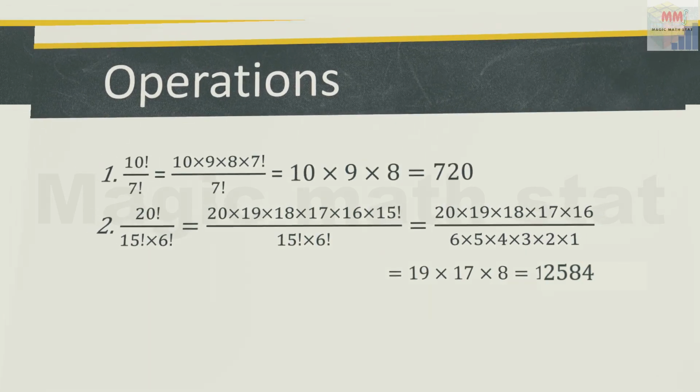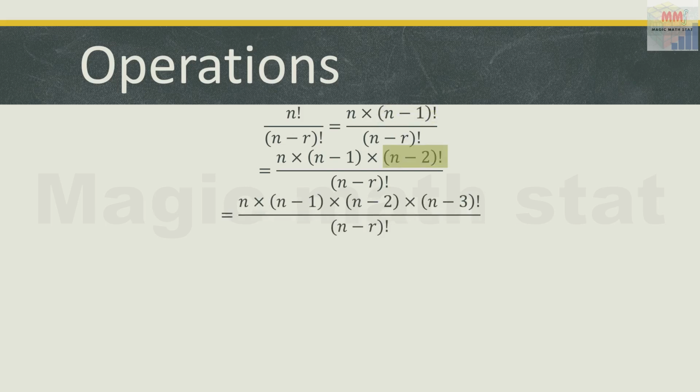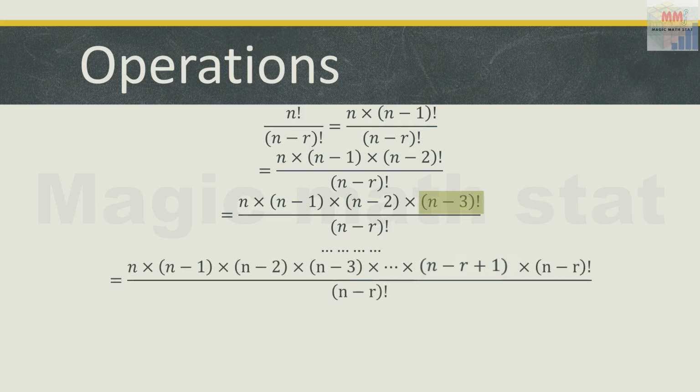Now next we will see something interesting: n factorial divided by (n minus r) factorial. Now n minus r is obviously less than n, so let's start breaking n factorial. We know n factorial can be written as n times (n minus 1) factorial. Now (n minus 1) factorial can be written as (n minus 1) times (n minus 2) factorial. Then we can break (n minus 2) factorial. And if we break it r times, we get n times (n minus 1) times (n minus 2) times (n minus 3) up to (n minus r plus 1), and at the end (n minus r) factorial.